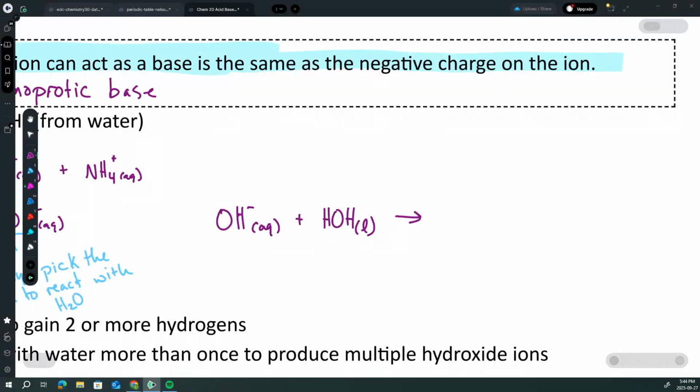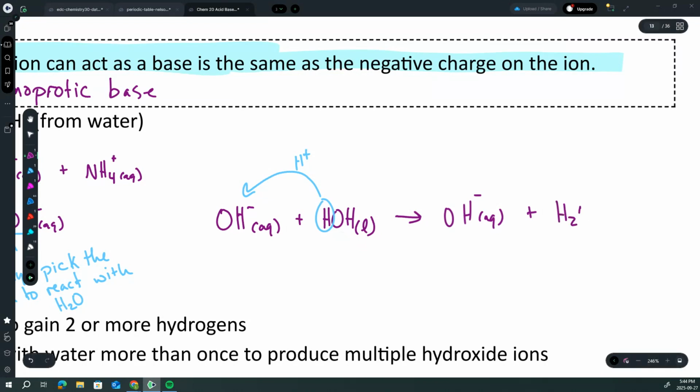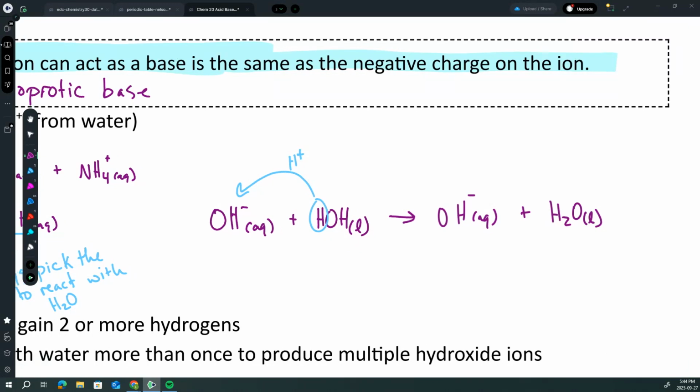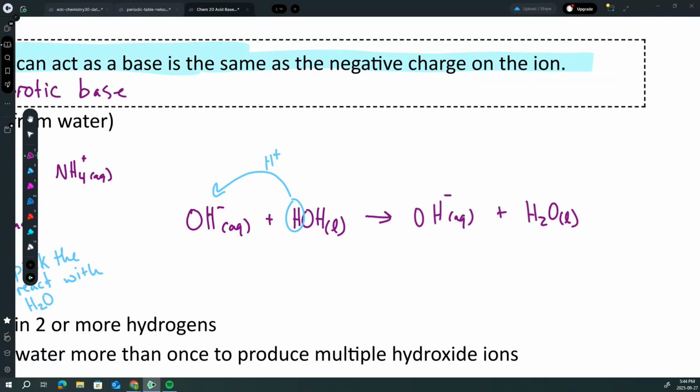Okay, and so what's happening here? We have our 1 proton move over. So water with 1 less proton is just going to give us hydroxide, plus hydroxide with 1 extra proton is just water. So you can write water as H2O or HOH, however you prefer.